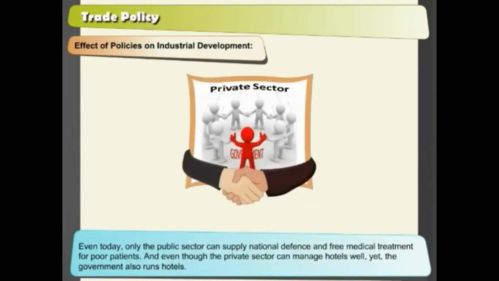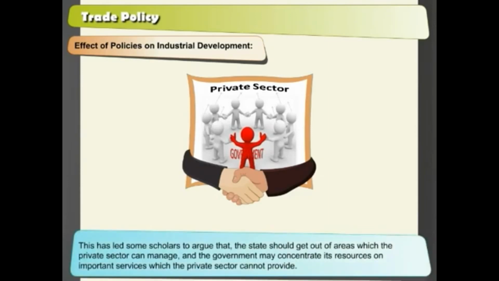For example, even today, only the public sector can supply national defense and free medical treatment for poor patients. And even though the private sector can manage hotels well, yet the government also runs hotels. This has led some scholars to argue that the state should get out of areas which the private sector can manage, and the government may concentrate its resources on important services which the private sector cannot provide.